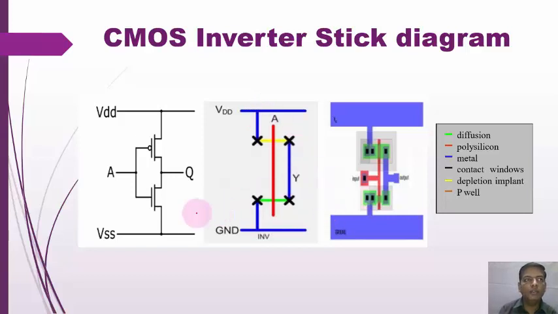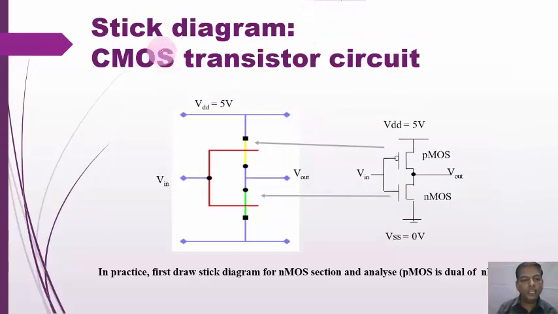CMOS inverter stick diagram. So always in your practical file you have to draw this stick diagram using a color sketch pen, and everyone should practice how to draw simple NMOS and PMOS. It is so simple to draw the stick diagram. Here is one more way to draw the stick diagram, the vertical way. Here NMOS in vertical way is green color, PMOS is yellow color.